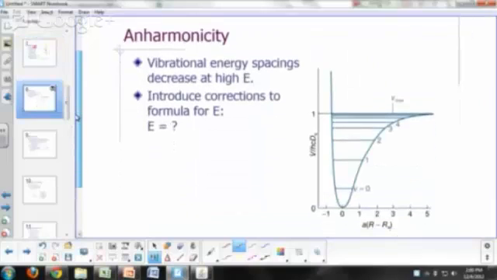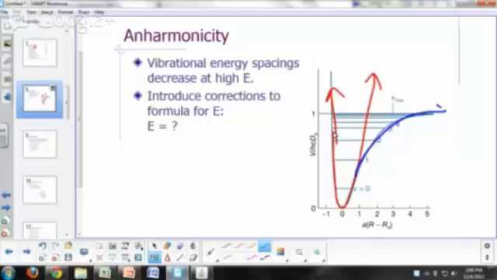Now, if you look at it over a wider energy range, you'll find that as you go to higher vibrational energies, it's not a harmonic oscillator. Remember, the harmonic oscillator is a quadratic potential, right? So if it was a harmonic oscillator, the molecular potential energy would look like that. But in fact, your molecular potential energy is going to approach a constant value as R approaches infinity. So you have what's called anharmonicity.